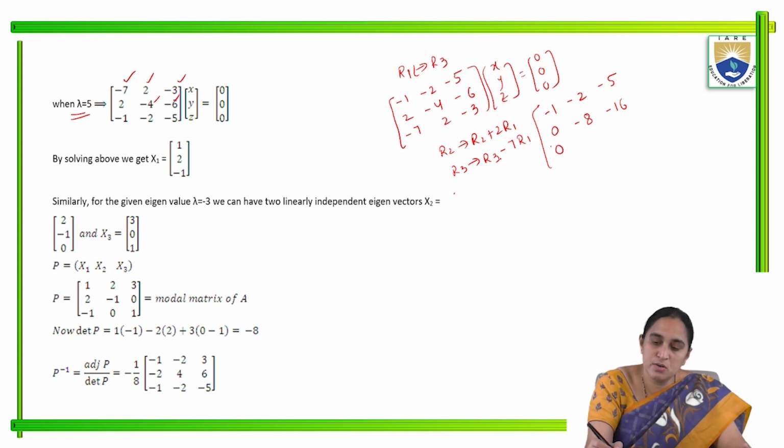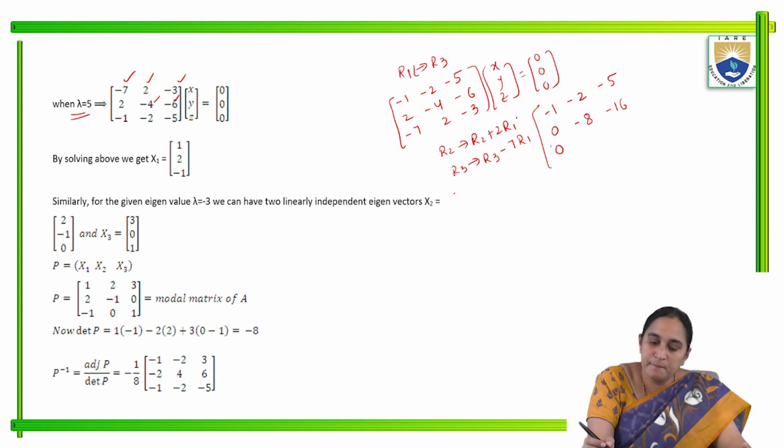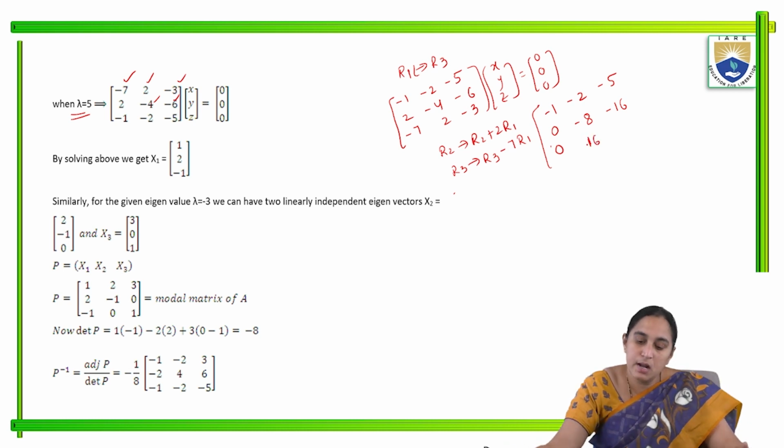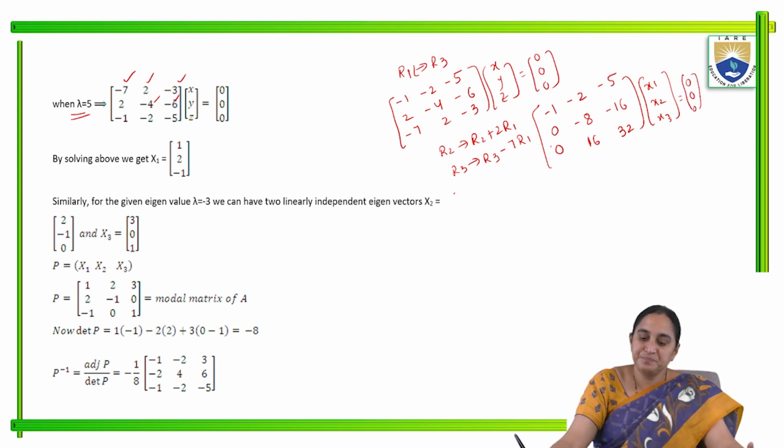Similarly, what about R3? The first one is 0, R3 minus 7 R1. Next, 2 minus 14... that means 2 plus 14 is 16. And next, -3 plus 35, that is 32. Into x1, x2, x3 is equal to 0, 0, 0.